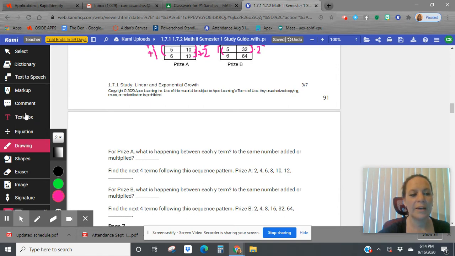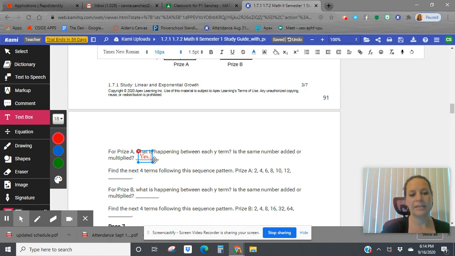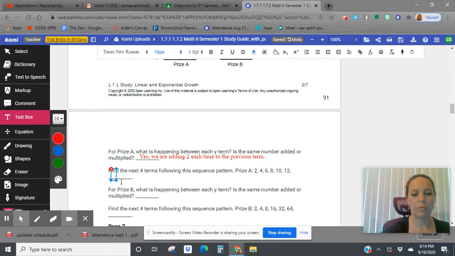For prize A, what is happening between each term? It is the same number added or multiplied. Yes, we are adding 2 each time to the previous term. Find the next 4 terms following the sequence pattern. So from the 12, we would say it goes to 14, 16, 18, and 20.